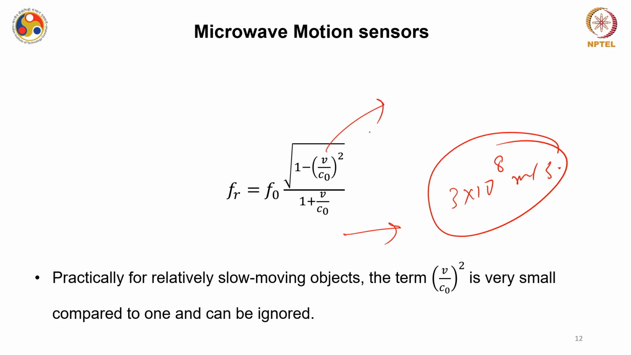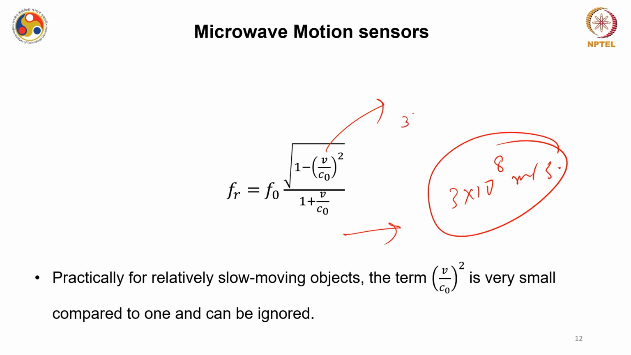If it is an aeroplane moving at very high speed, say 300 meter per second, or even say 3000 meter per second, which is too much, then also this term will be very small, particularly the square term. So for a relatively slow moving object, v by c naught is very small as compared to the value 1, and therefore the v by c naught square can be neglected as compared to 1.